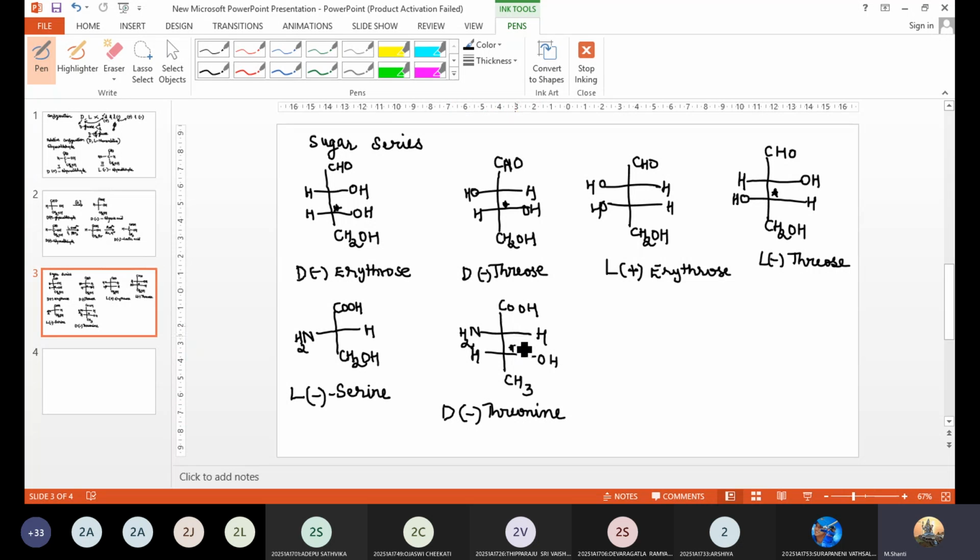So always remember when you have more than one asymmetric center, you always have to take the configuration of the given molecule with respect to the bottom carbon, not the top carbon. If there is only one carbon present in the molecule, then you just have to decide D or L based upon the orientation of NH2 or OH groups.